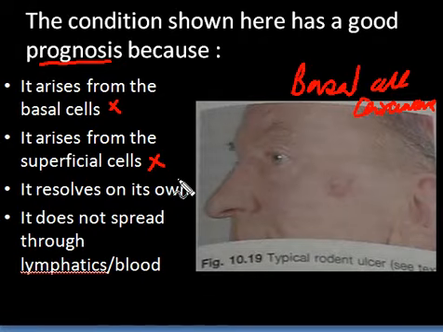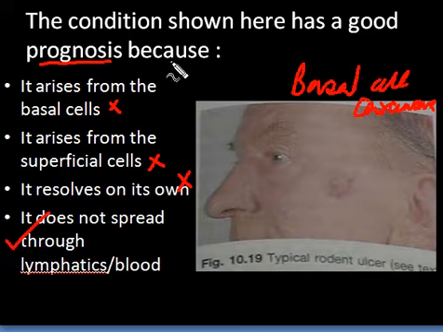It resolves on its own. This carcinoma does not resolve on its own. Hemangiomas are the ones which are strawberry nevi as they are called. These are the ones which resolve on their own. So therefore this is not the right answer. This one, it does not spread through lymphatics and blood. This is the right answer.